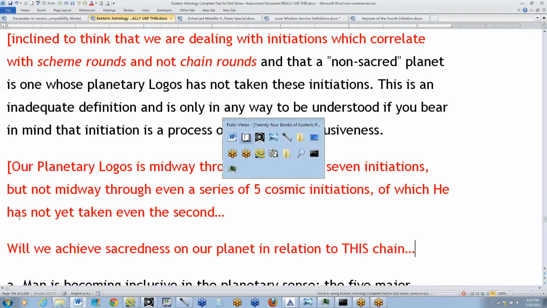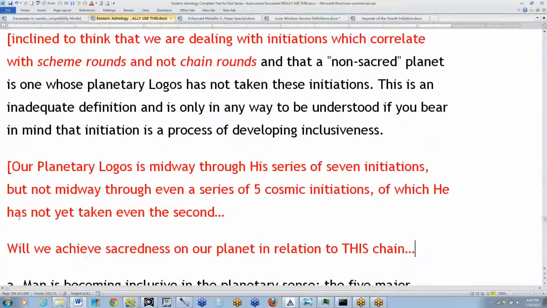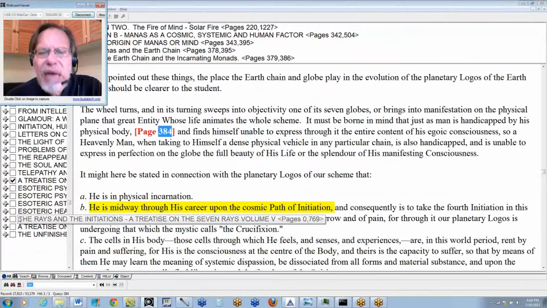Well, it seems like we're midway through our career. The fifth initiation is impending in the lesser series of initiations on the path of initiation, but the fifth initiation is not cosmically. The fifth cosmic initiation is not impending.